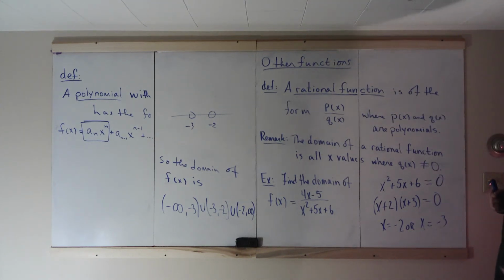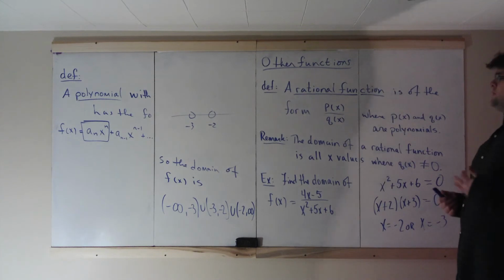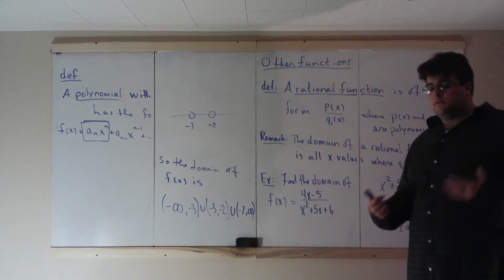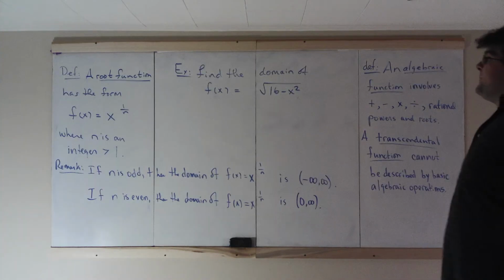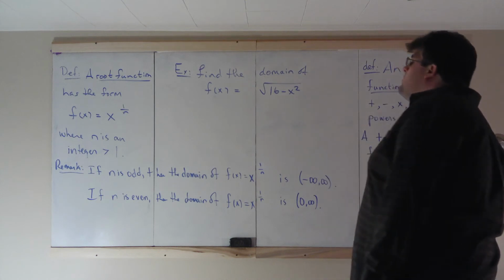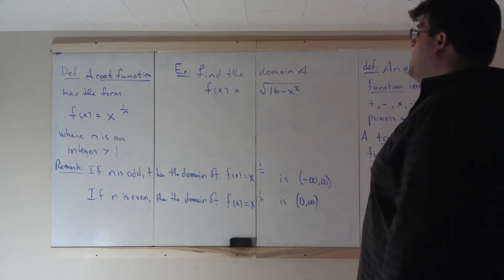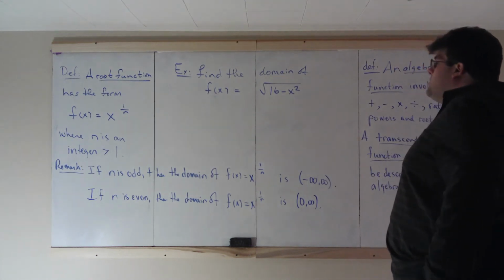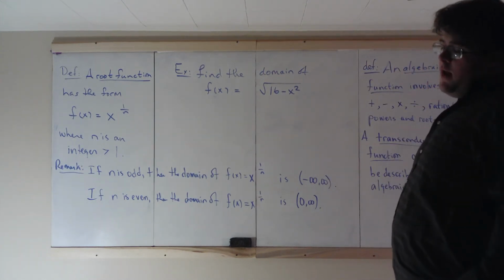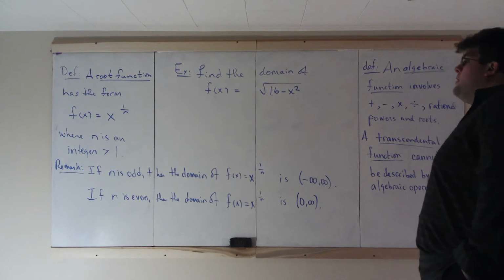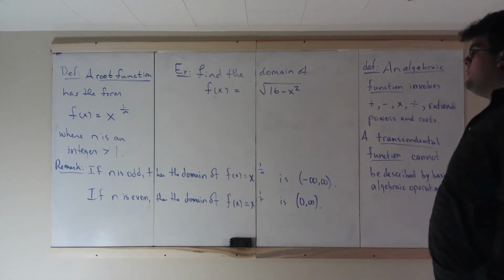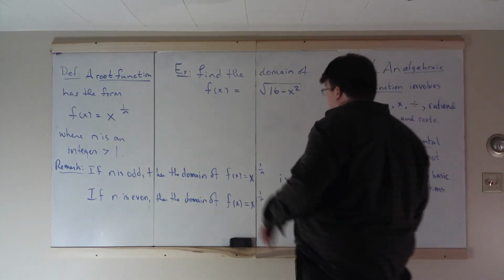There are a couple more functions we could see. So I'll just include the definitions of them here, and we'll look at the domain of one of them. Definition. A root function has the form f of x is x to the 1 over n, where n is an integer larger than 1. So a root function, like the square root, n equals 2, cube root, n equals 3, and so on. And we can also find the domains of these root functions. And we have that as this remark.